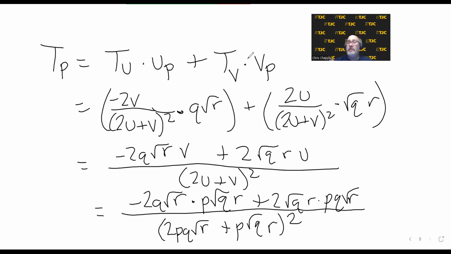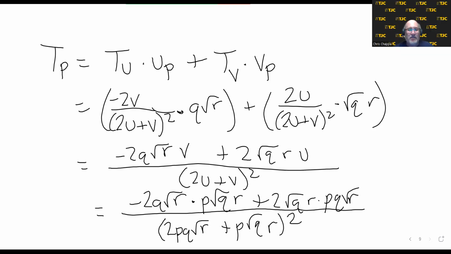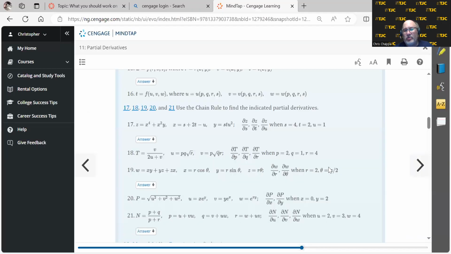Actually, it doesn't matter. That was my phone unplugging. The reason it doesn't matter is because I didn't write down all of the question. Yes, I could simplify it. In fact, I could even take advantage of the fact that on number 18, we have P is 2, Q is 1, and R is 4. I could have taken advantage of that a lot sooner.